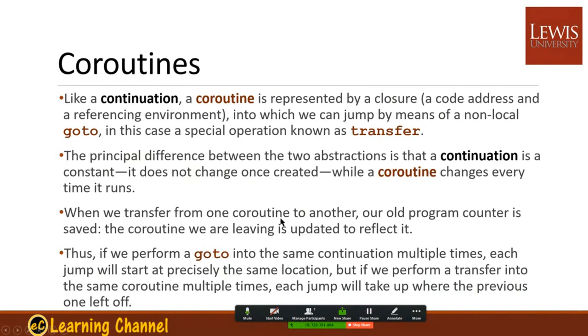When we transfer from one coroutine to another, the old program counter is saved. The coroutine we are leaving is updated. Thus, if we perform a goto into the same continuation multiple times, each jump will start at precisely the same location. But if we perform a transfer into the same coroutine multiple times, each jump will take up where the previous one left off.